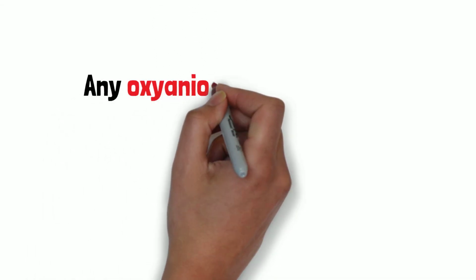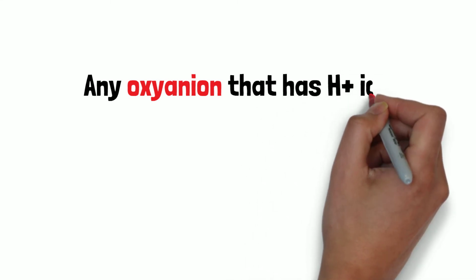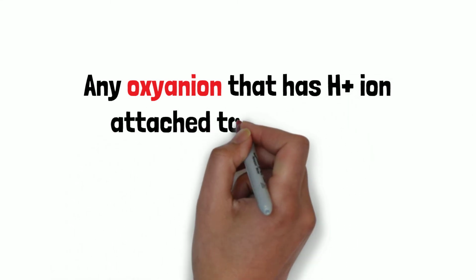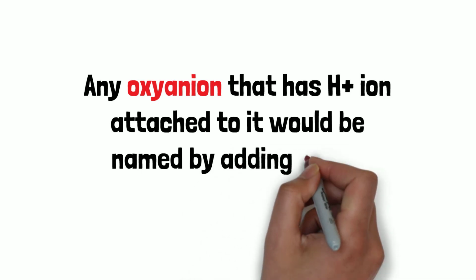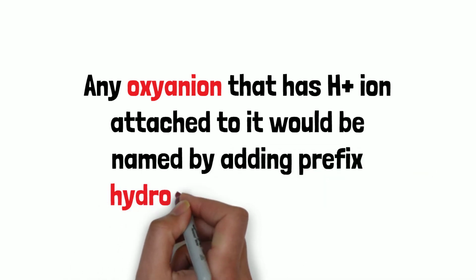Okay, let's dive right back into polyatomic ions. When it comes to remembering polyatomic ions, the last tip to keep in mind is any oxyanion that has H+ ion attached to it will be named by adding a prefix hydrogen or dihydrogen. So let us look at 2 examples.